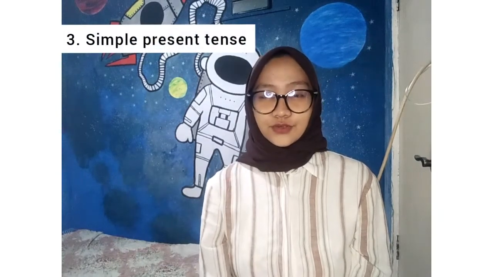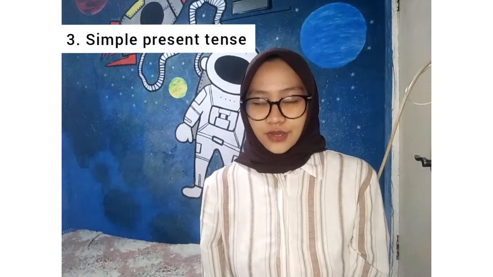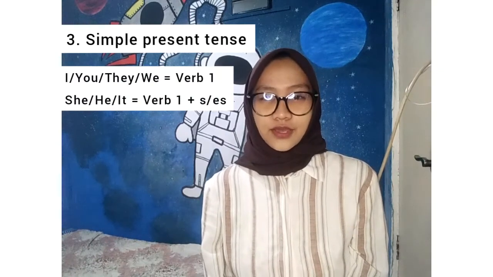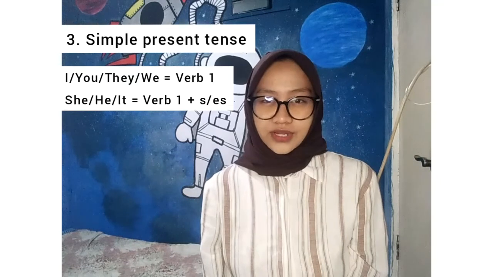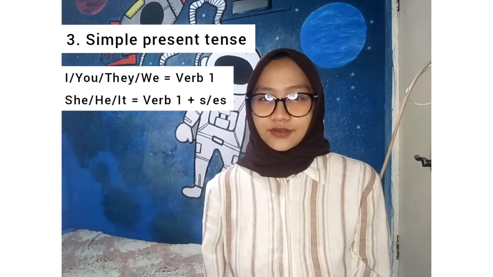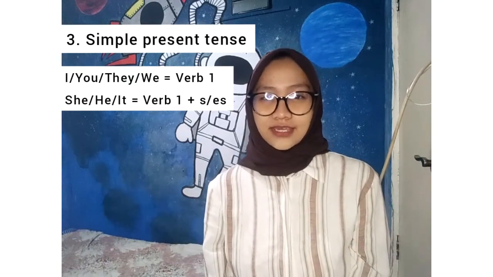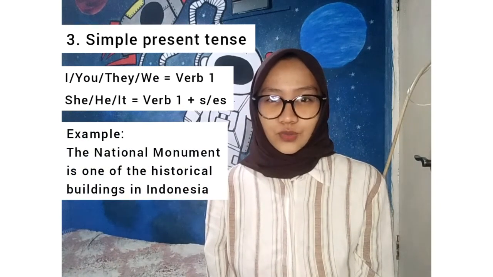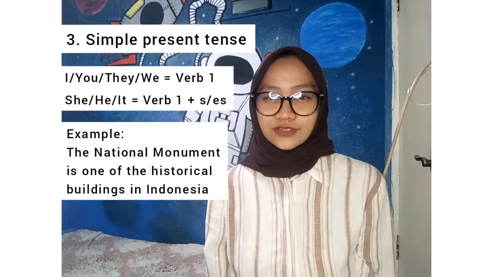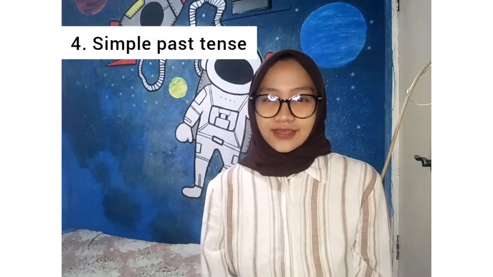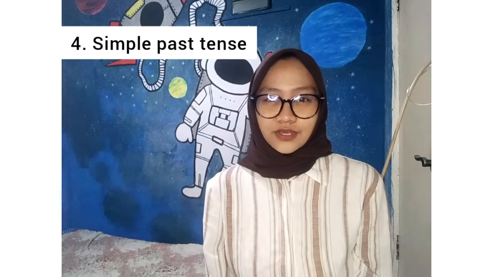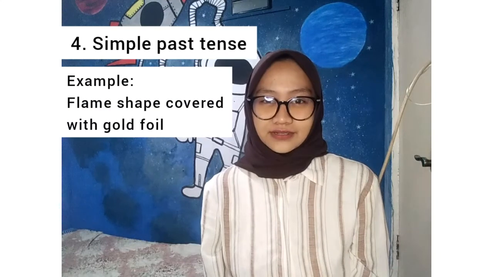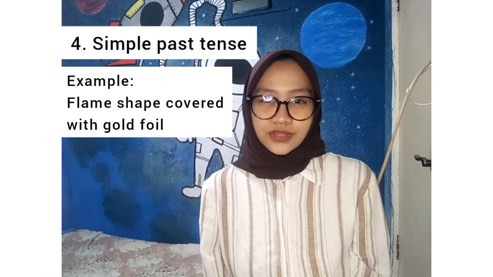Third, the use of simple present tense. We use verb 1 for subjects I, you, they, we, whereas verb 1 plus s or es for subjects she, he, it. For example, the National Monument is one of the historical buildings in Indonesia. Fourth, in describing historical places, usually we use simple past tense as well. For example, flame shape covered with gold foil.